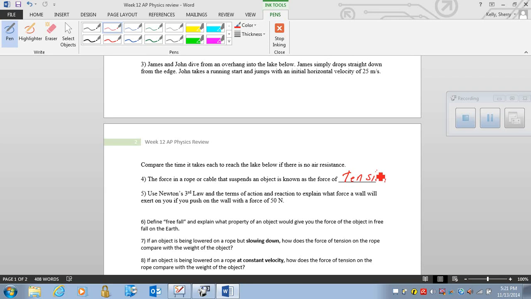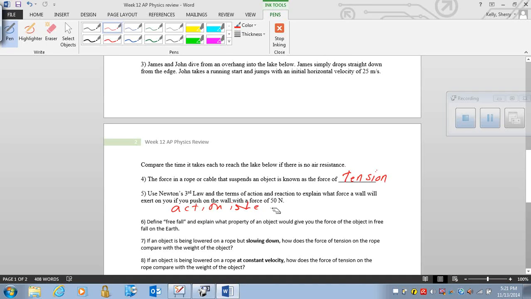So remember, Newton's third law is all about equal and opposite. For every action, there is an equal and opposite reaction. So if we're explaining leaning on a wall, the action is leaning on the wall.